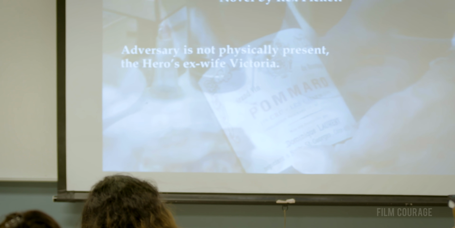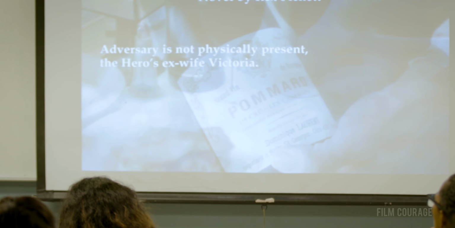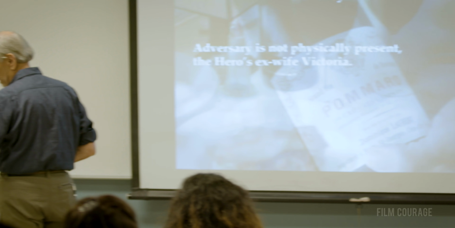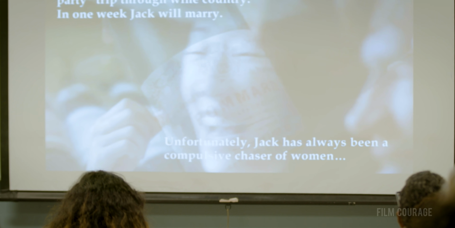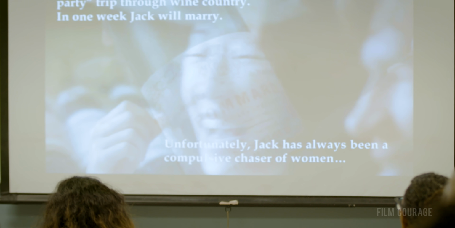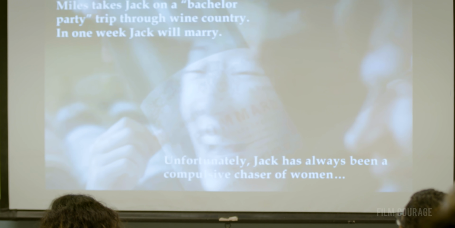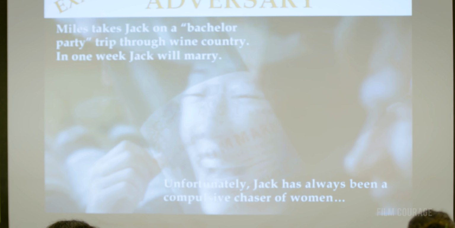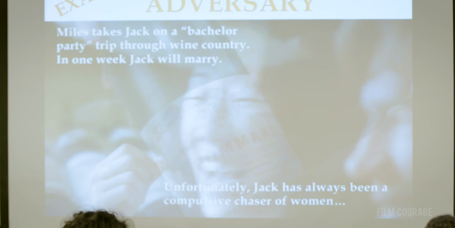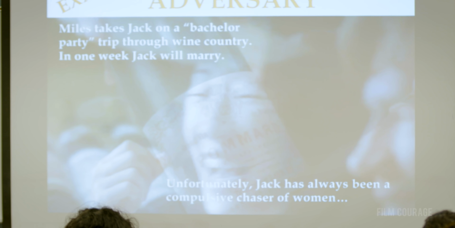Let's see if I can lay this out for you quickly. Okay. The setup, for the few of you who have not seen it, is that Miles has taken Jack, his good buddy, on a bachelor party trip through wine country. In one week, Jack will get married. And Miles is an oenophile, and that's why he's taking him to wine country and showing him around. He's proud to show him how much he knows about wines.